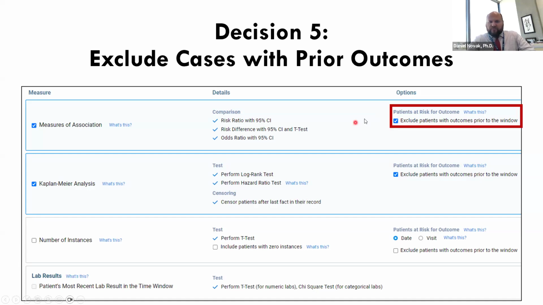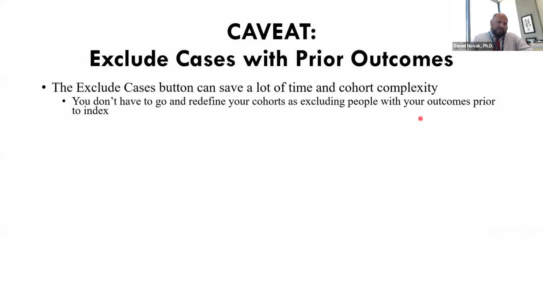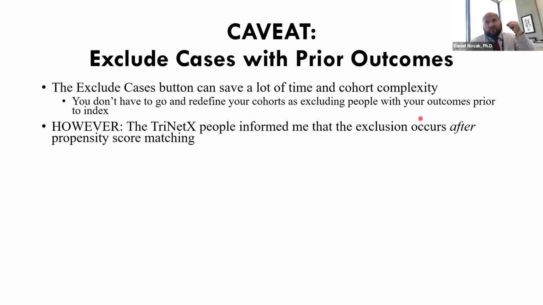So that's really, really, really important to know, and it's very important to use this tool wisely. It can save you a lot of time, which is great, but there's a caveat to it. So the TriNetX people informed me when they came to visit for our Dean's Research Day last year that the exclude cases button can save a lot of time in cohort complexity because you don't have to go back and redefine your cohorts as excluding people with Alzheimer's or any other outcome prior to all of the other factors that you really want. It can just be really annoying to have to go back and set that up for every cohort you work on.